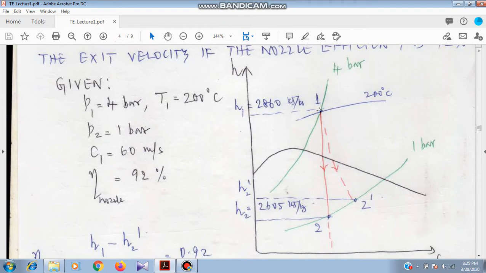And if it is assumed as isentropic, the expansion will be a vertical line. It follows a vertical line. So draw a vertical line from 1. And about condition 2, the pressure is given as 1 bar. So you just consider the 1 bar pressure line. And the intersection of this 1 bar pressure line and the vertical line drawn from the state 1 is your point 2. So this meeting point is 2. Correspondingly, the enthalpy from the y-axis is 2605 kilojoules per kilogram.